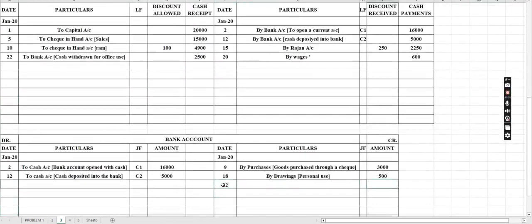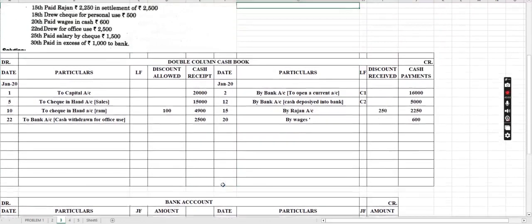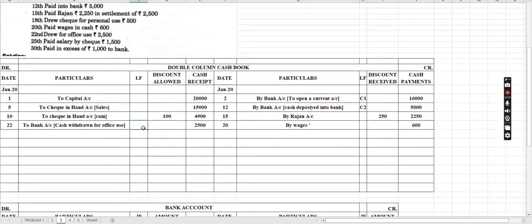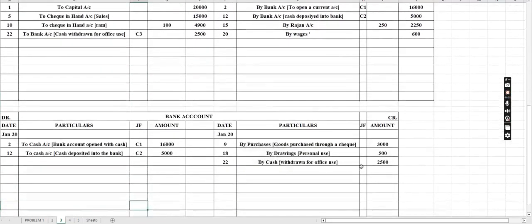In the same way, on the same date, on 22nd, in bank, the amount is reducing. On 22nd, 2,500 rupees is reducing. Why? Because of cash withdrawn. That is in bracket I say withdrawn for office use. Okay. Next, that is contra entry 3. Here I will write C3.